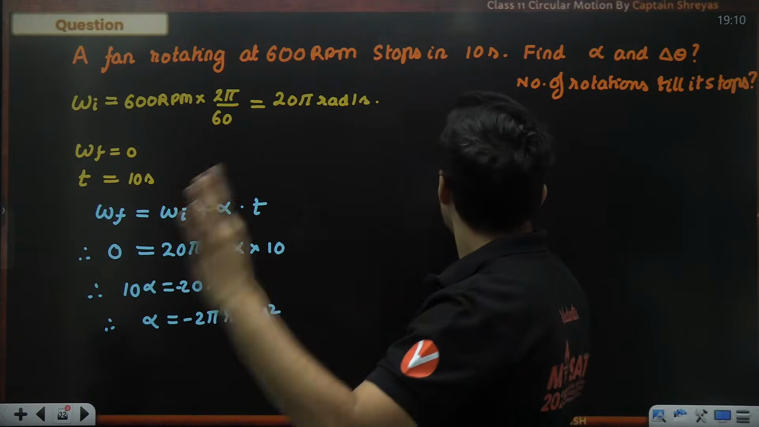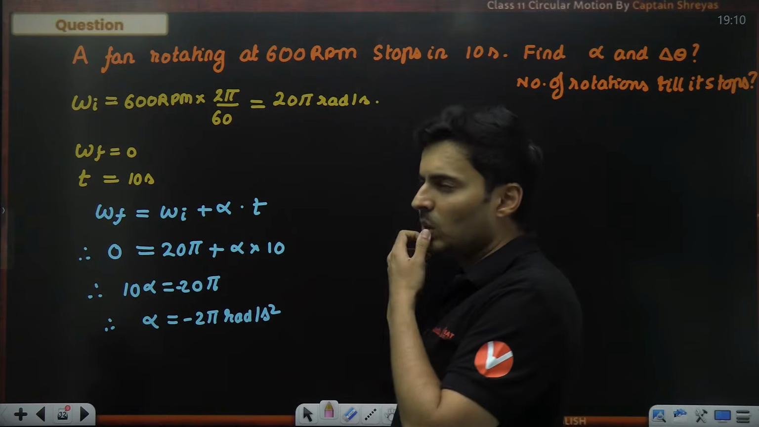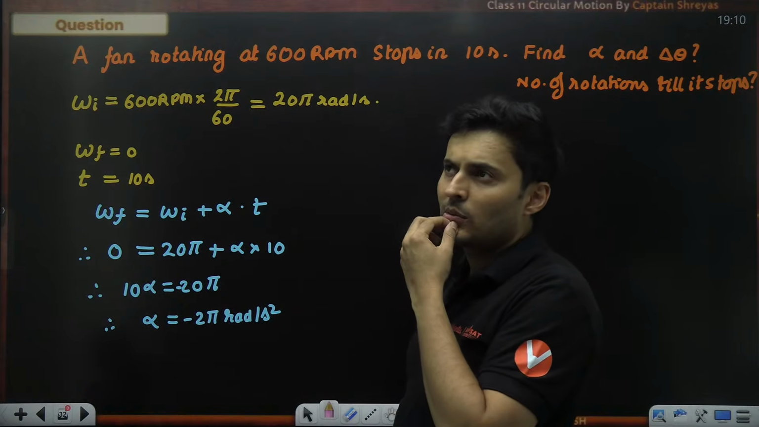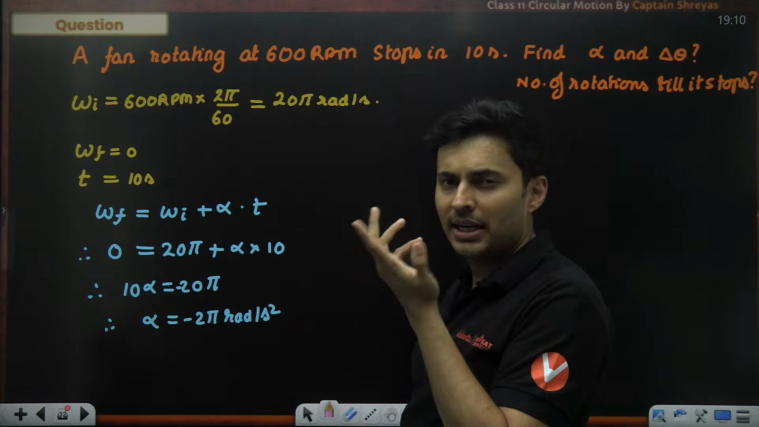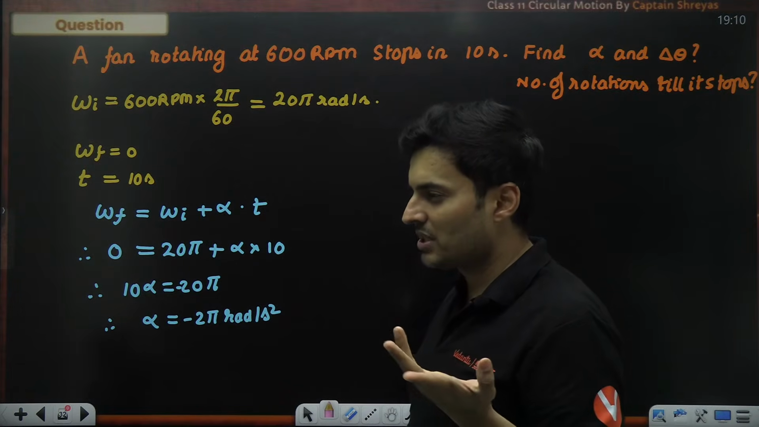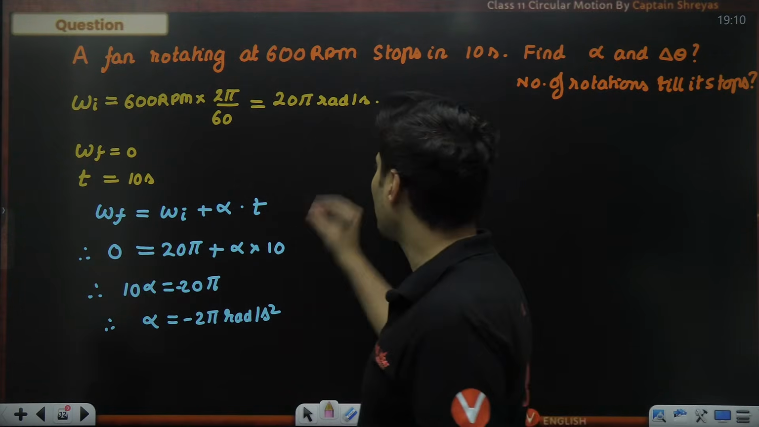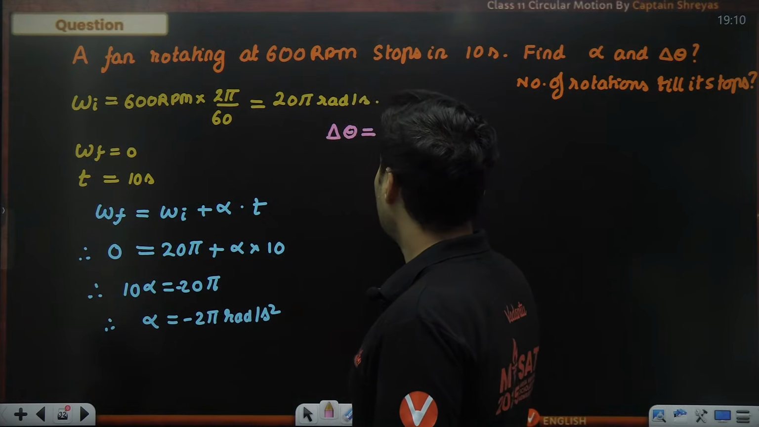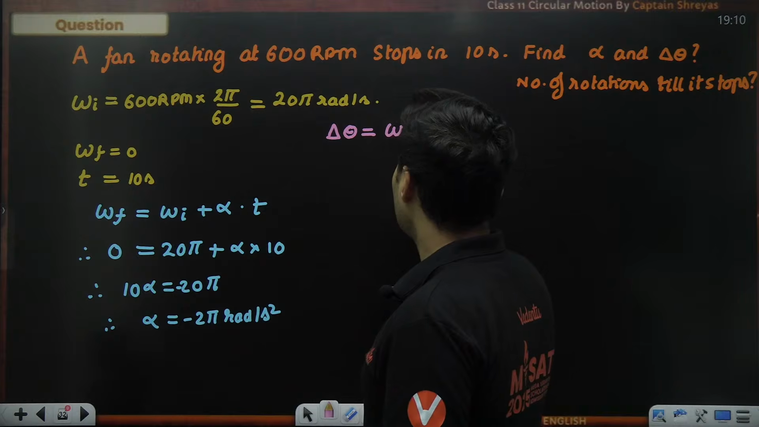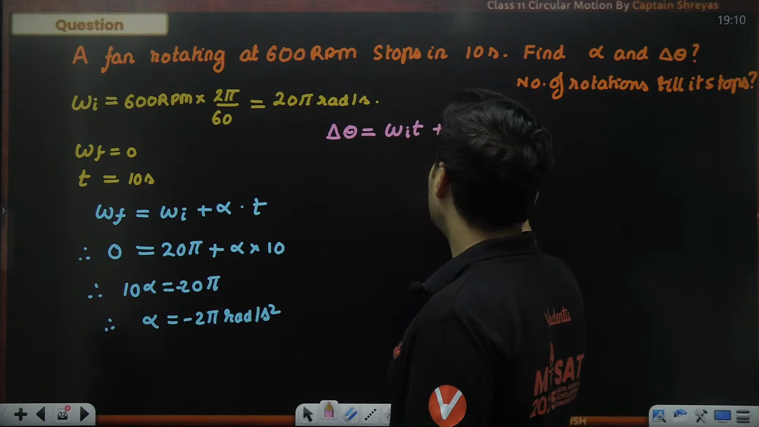Next, we also have to find delta theta. How do I find delta theta? Well, I can use s = ut + half a t square, or I can also use v square = u square + 2 alpha theta. So let's just go with this. Displacement is ut plus half a t square.